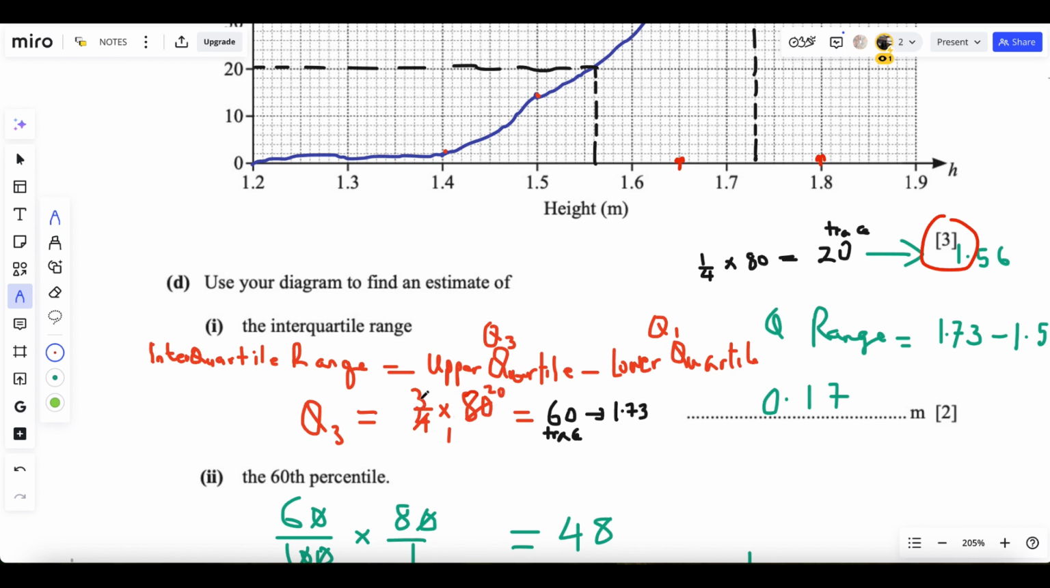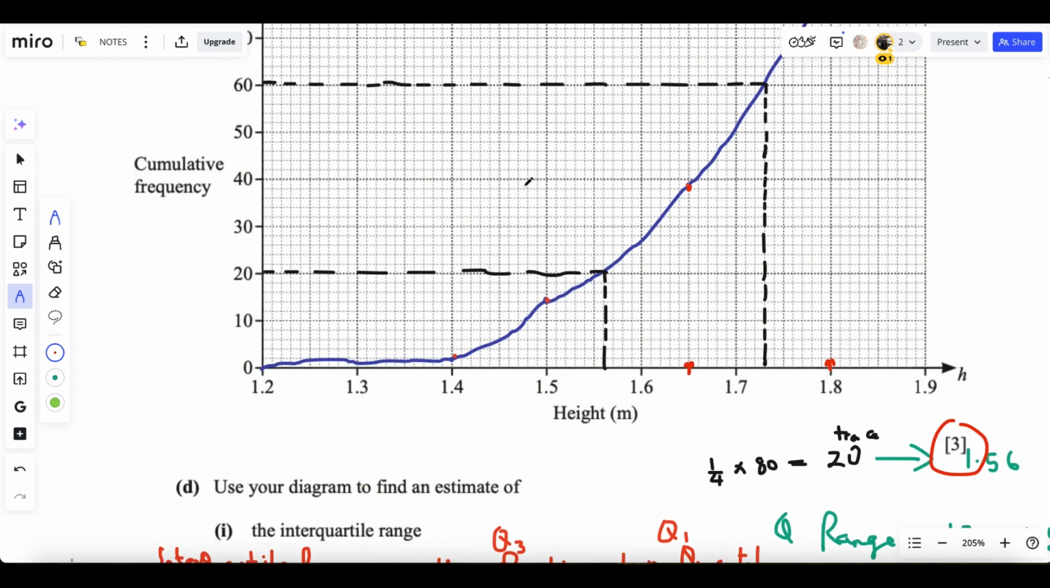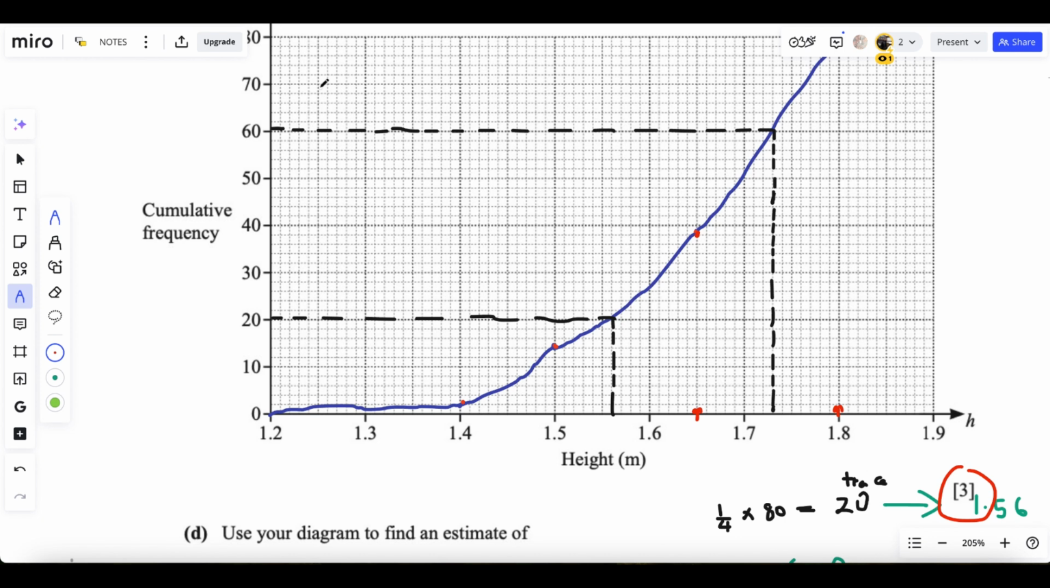4 goes into 80, 20. 20 times 3, we get 60. So this 60 is not your answer. You come to the vertical axis, you trace 60 to the cumulative frequency curve. Trace it with a broken line. Where you touch the curve, trace it down and read the value.